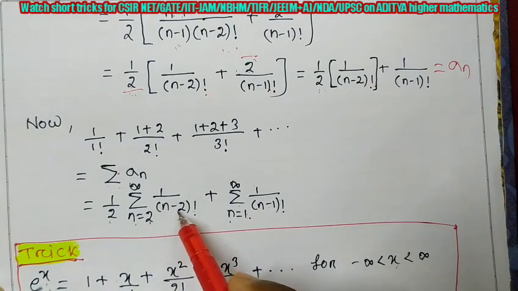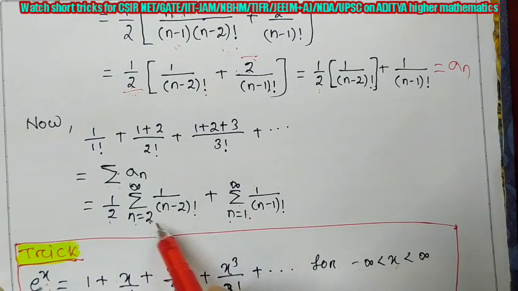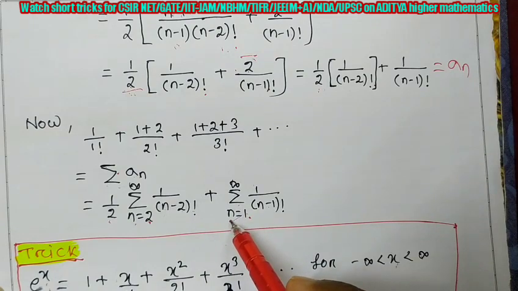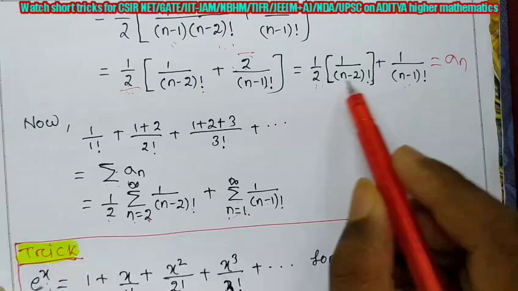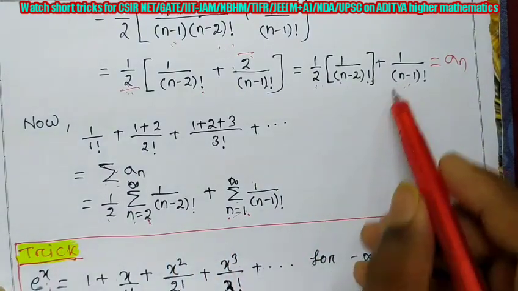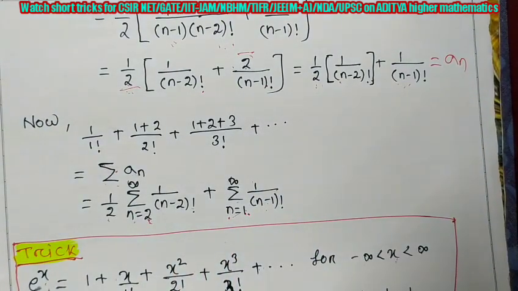You can see that the denominator is a factorial. When you put n is 1, it is negative, and negative factorial is not defined. So we are beginning the series from 2, and the second series we are beginning from n equal to 1, the second term. So here we are writing first term and here second term, just separating the series.